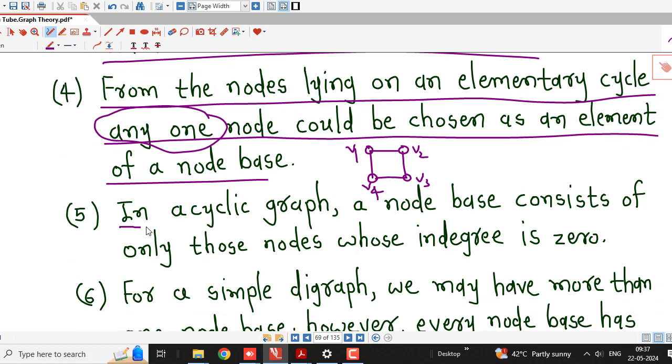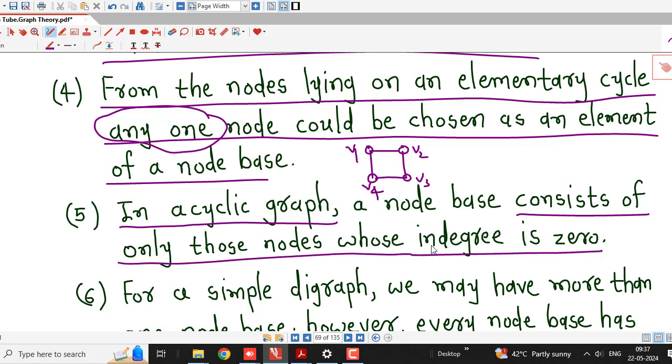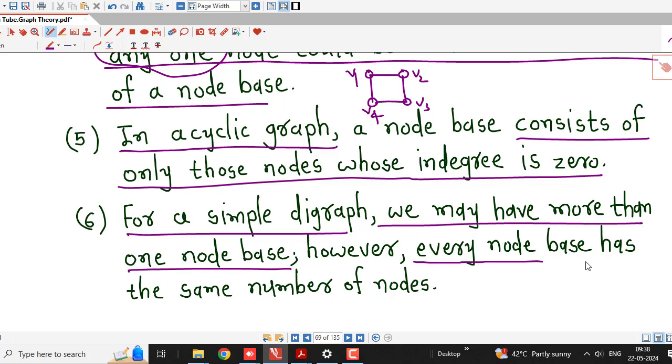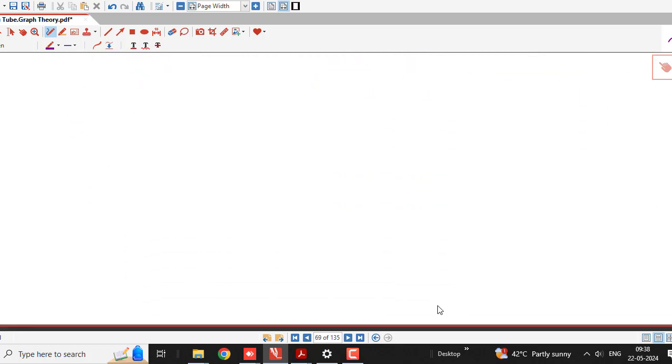And if our graph is an acyclic graph, that is, a graph having no cycles, then the node base consists of only those nodes whose in-degree is 0. In an acyclic graph, in the node base you have to write only those nodes whose in-degree is 0. And for a simple digraph, we may have more than one node base. However, every node base has the same number of nodes. So that is the idea of the node base.